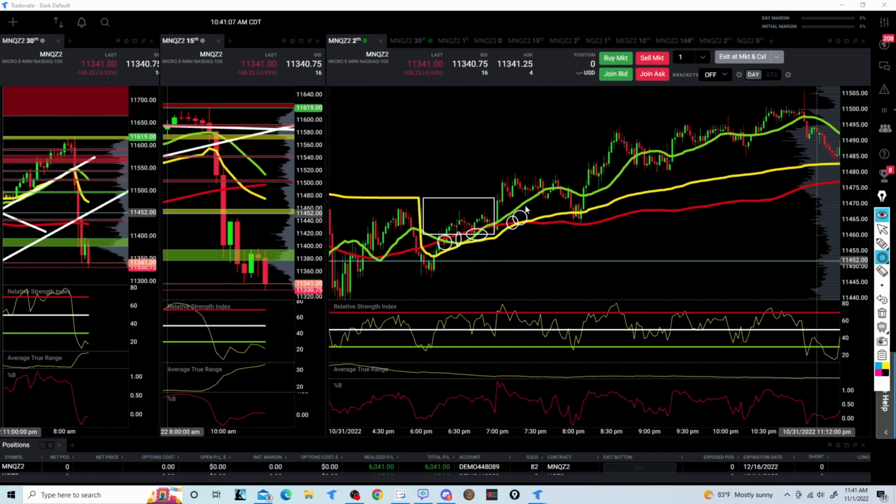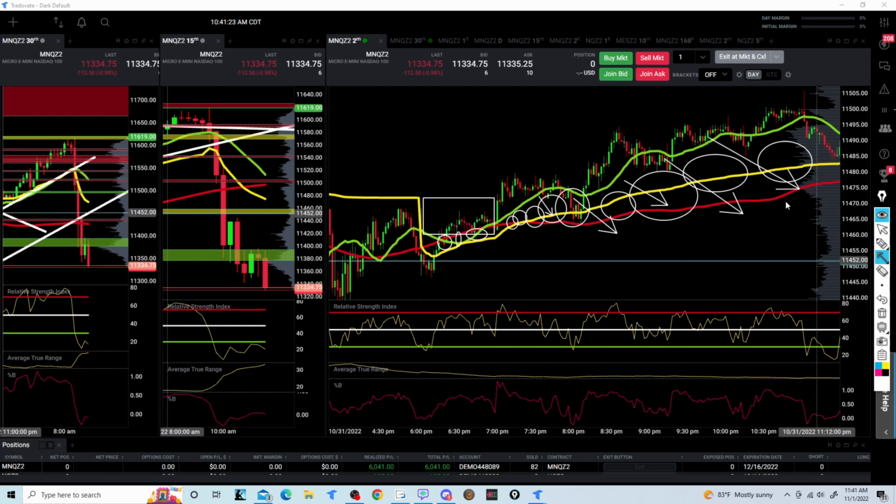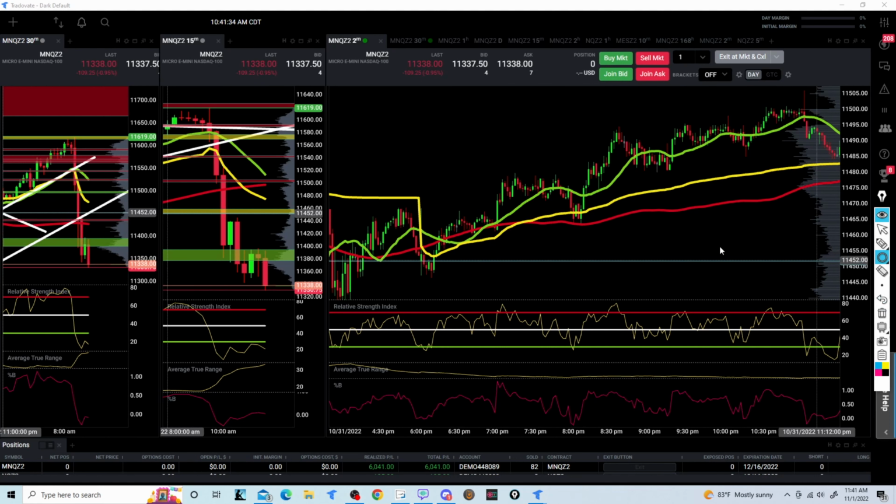Now, once it starts widening out and you get space, that's when you can start trading the 20 period moving average, because it's getting bigger and it's going away from the 200 period moving average. Again, you don't want to trade the 20 when they're all close together: the 20, the 200, and the volume weighted average price.